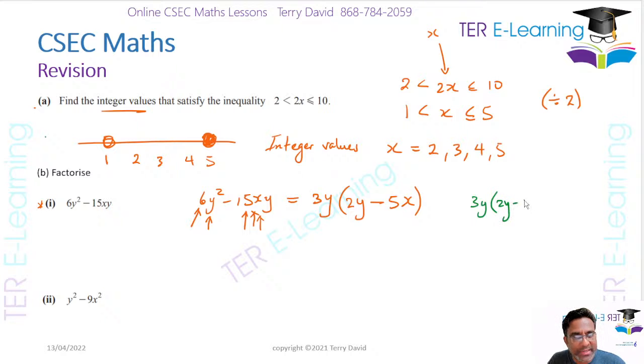So 2y minus 5x. If I want to double check my answer, all I need to do is to multiply this out. So 3y multiplied by 2y is going to give me 6y squared. Then 3y multiplied by minus 5x is going to give me 3 by 5 is 15, so it's going to be minus 15. And then y by x is going to give me xy, right? And you realize you got back the same answer. So therefore, this had to have been correct to begin with, right?